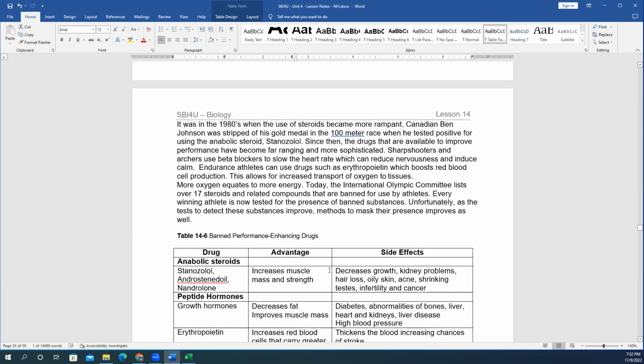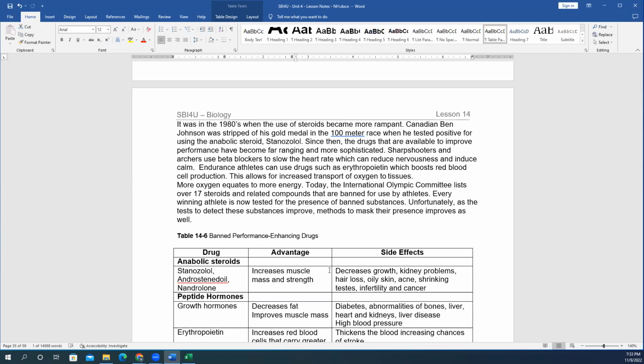In the 1980s, there was a famous story, which I think was when steroids were at their height of being used, where the Canadian athlete Ben Johnson got stripped of his gold medal in the 100-meter race when he ended up testing positive for anabolic steroids. And since then, drugs that are available to improve performance have become much more extensive, far-ranging, and certainly more sophisticated.